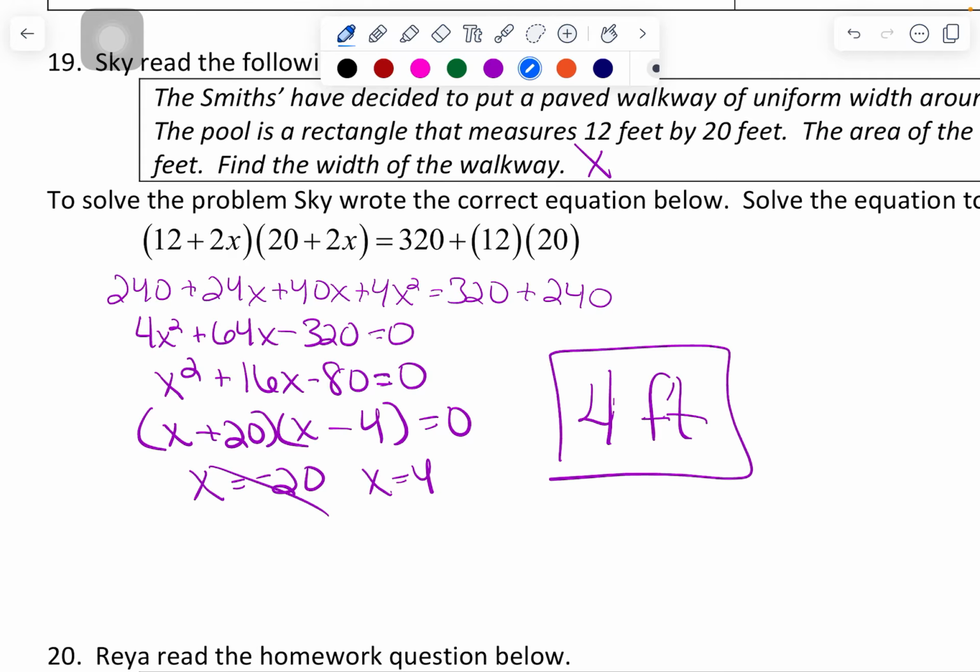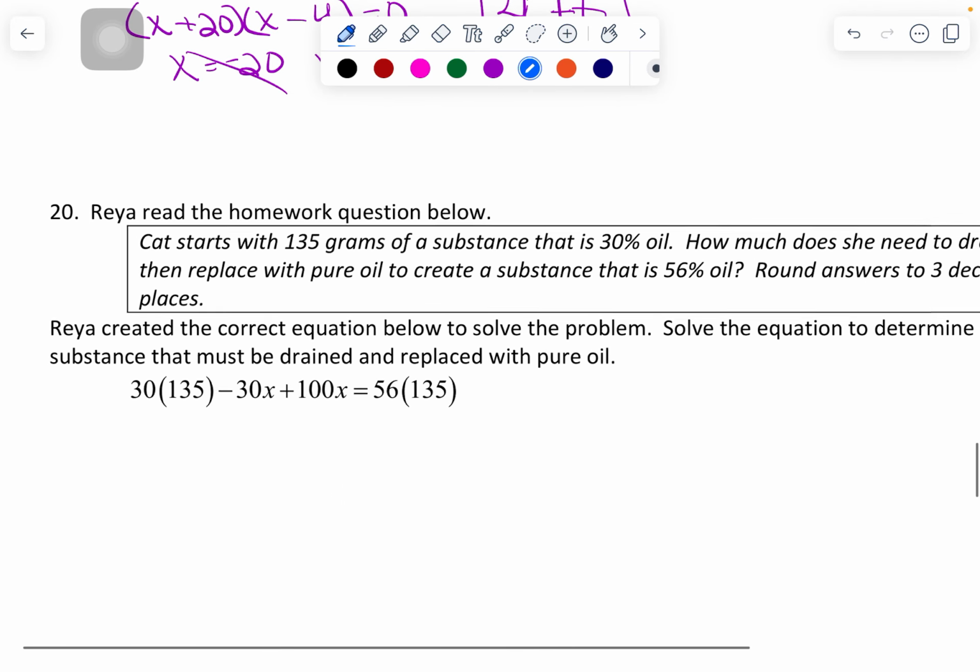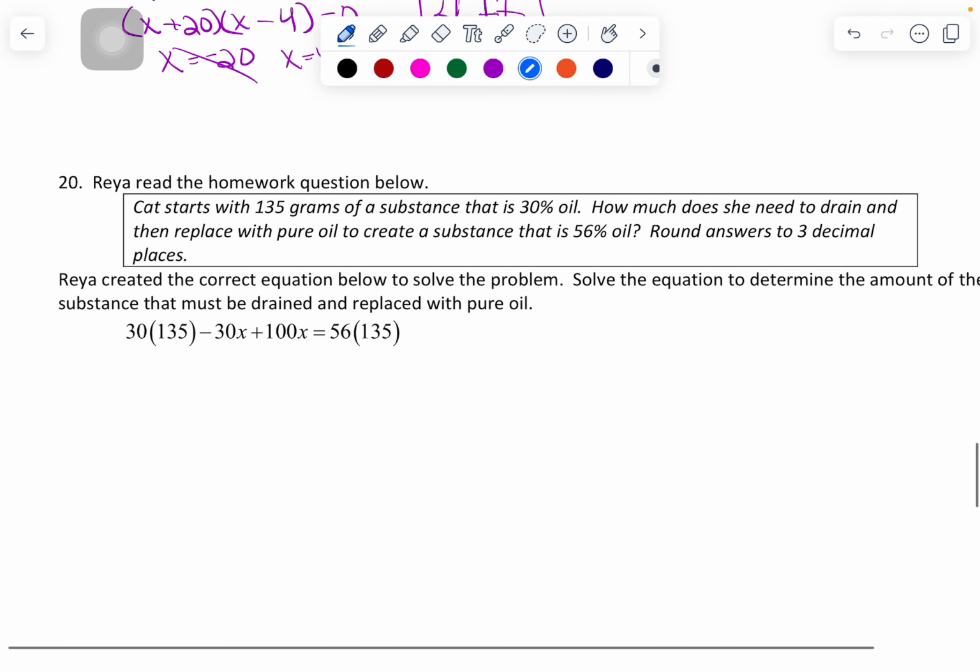And I believe question number 20, although is there 2 question number 20s? No, never mind. Whatever. The next word problem here. All right, cat starts with some grams of a substance, 30% oil. How much does she need to drain and then replace? So again, we're going to be solving for x here. It says round the answer to 3 decimal places.